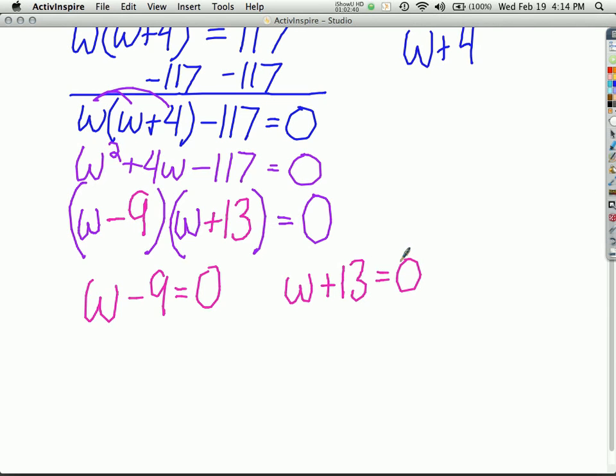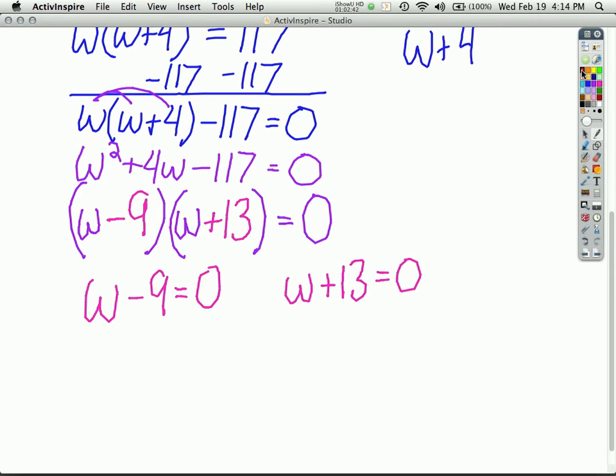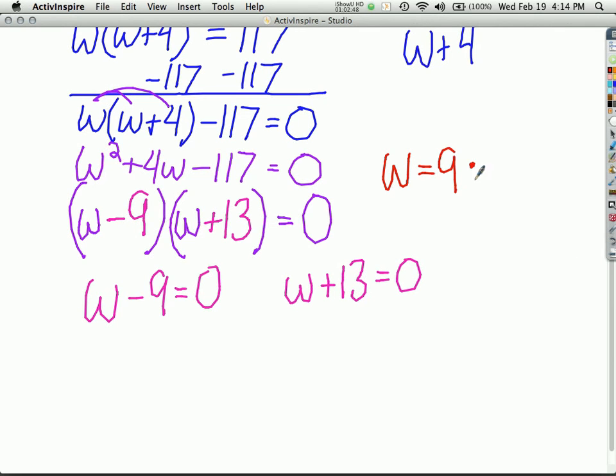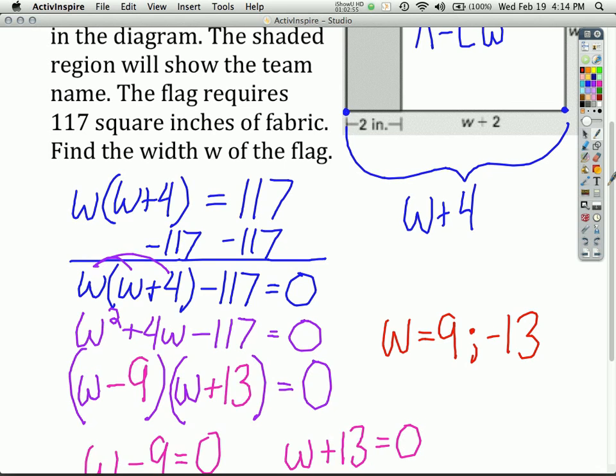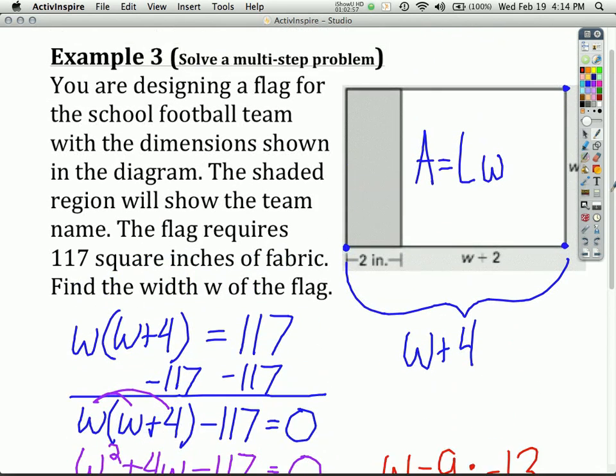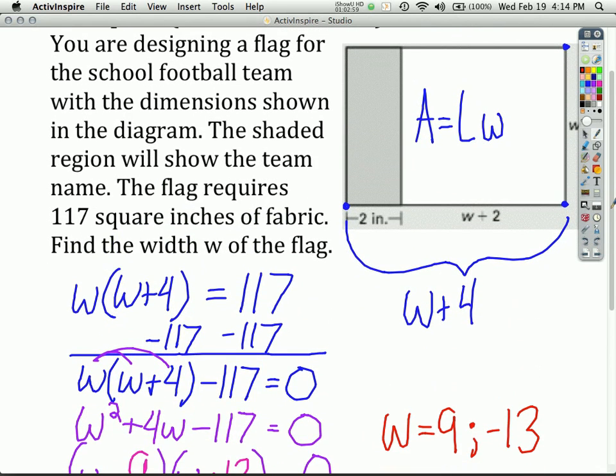And so what are the two solutions to this equation? Go ahead, Nathaniel. W equals 9 and negative 13. But now we have a real-world scenario. What's the width of the flag? I don't understand. I've got two answers. Does that mean there's two different possibilities? Maybe I can make two different flags from it?